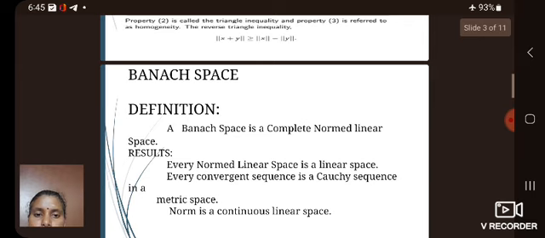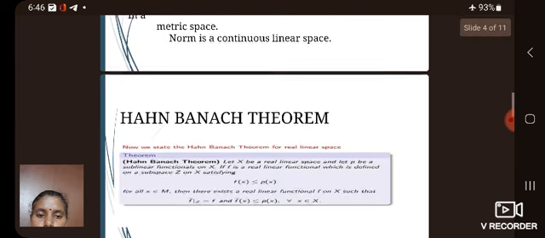Next we see the definition of Banach space. A Banach space is a complete normed linear space. The important results discussed in Banach spaces are: every normed linear space is a linear space, every convergent sequence is a Cauchy sequence in a metric space, and norm is a continuous function.